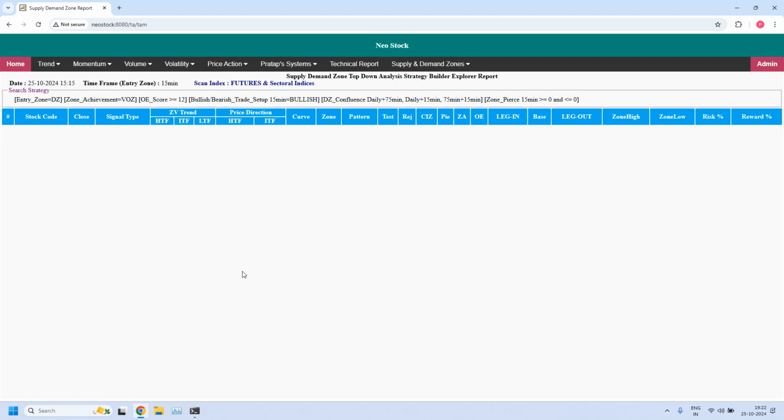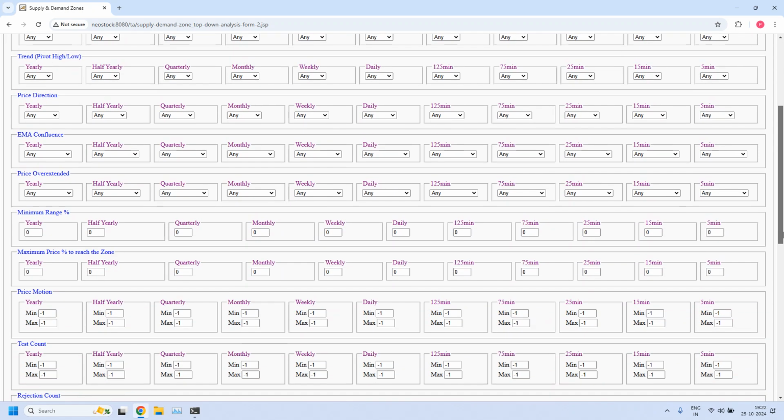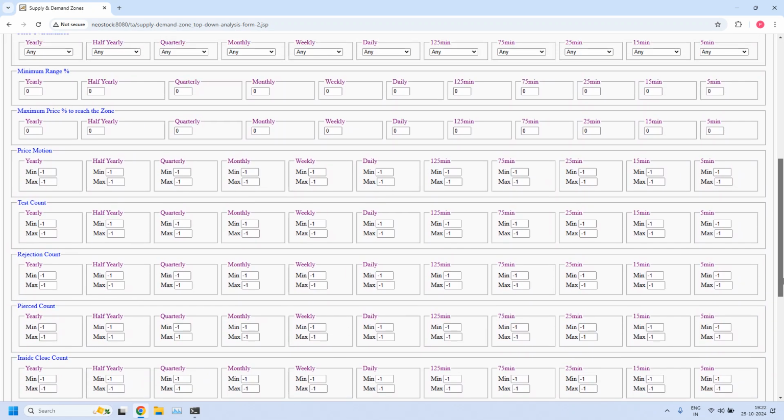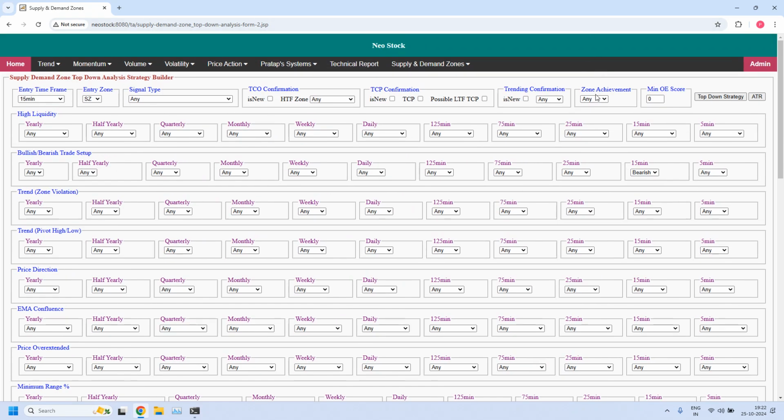Okay, fine. Next, let us look for bearish trade setup for daily income trade. Entry time frame is 15 minutes. Entry zone is supply zone. In bullish or bearish trade setup at 15 minutes, I am selecting bearish. The 15 minute supply zone should not be pierced. So in the pierced count at 15 minutes time frame, I am setting minimum value 0, maximum value 0. Zone achievement violated, opposing zone. Minimum odd enhancers score is 12. All the 3 filters are applied to 15 minutes supply zone.